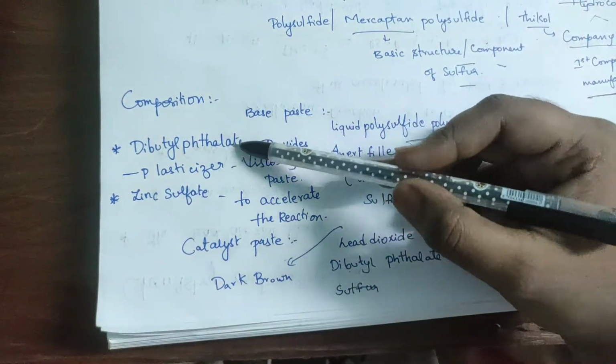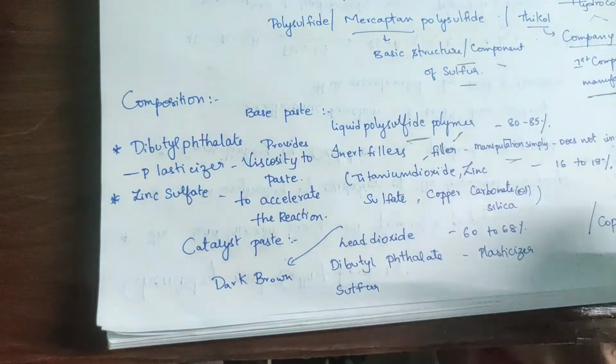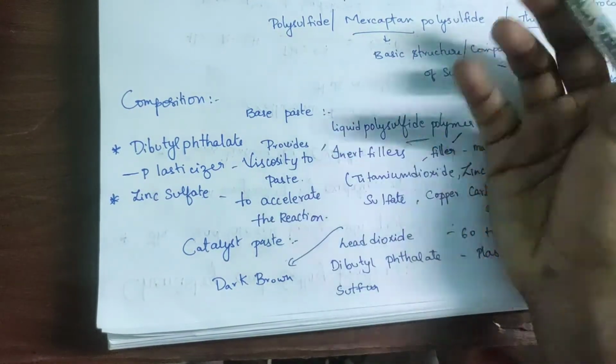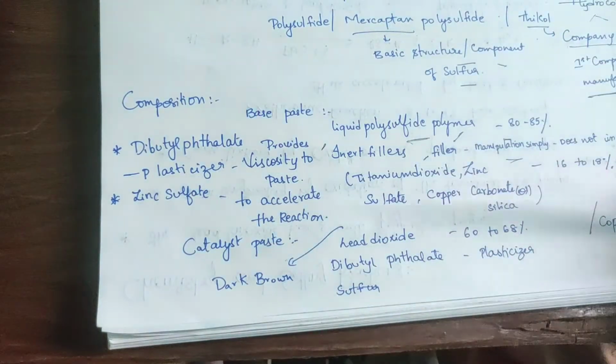And we have dibutyl phthalate, which acts as a plasticizer, right? What is the function of the plasticizer? It provides viscosity to the paste and makes it thicker. And we have zinc sulfide, which accelerates the reaction.